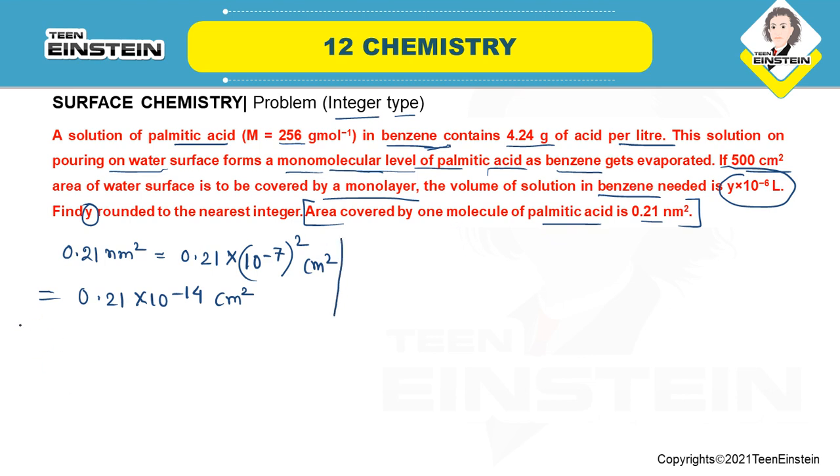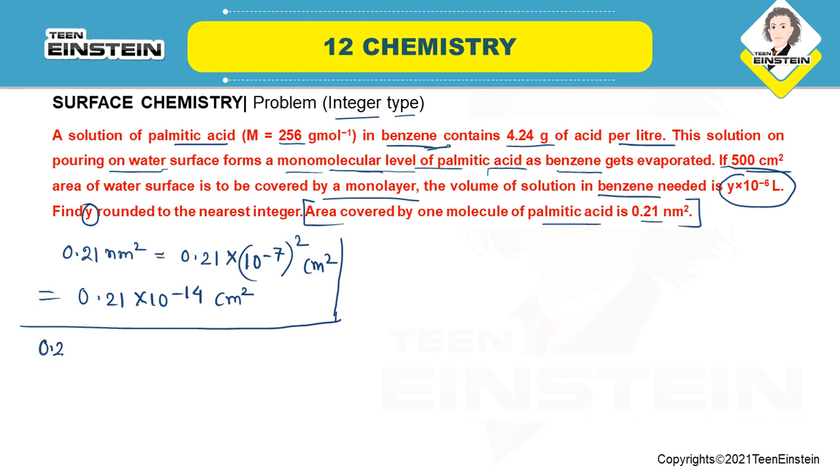Okay, so this is the area conversion for one molecule of palmitic acid. Next we will find out that to cover 500 centimeter square area, what should be the number of particles required, because one particle has the area 0.21 into 10 to the minus 14 that we have just calculated. So one molecule can cover this area. So to cover 500 centimeter square area, what should be the number of molecules? How can we find that?